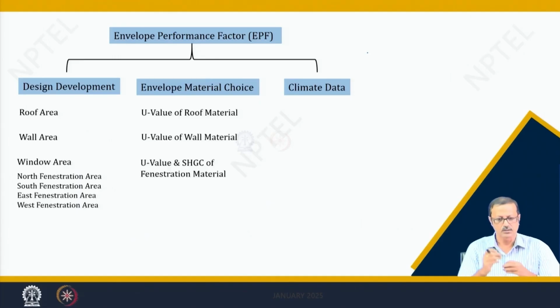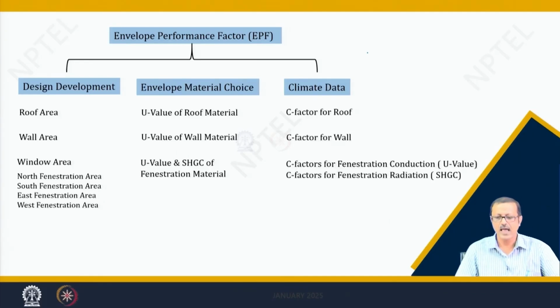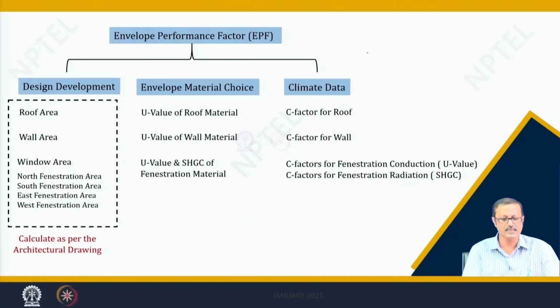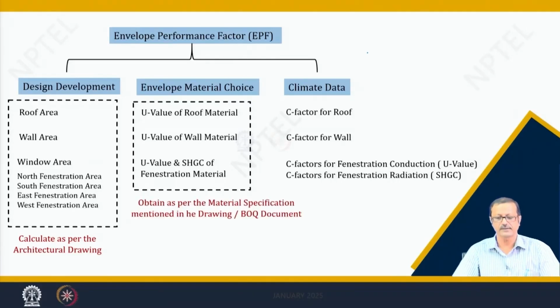We can also think of what will be the U value of the roof material, what will be the U value of the wall material, and what should be the SHGC and the U value of the fenestration materials in all 4 directions. And also from the climate data, this code will help me. This first 2, the first one, you calculate as per your architectural drawing. Your architectural drawing is ready, so you can calculate the roof, wall, window area. This you can obtain from the material specification mentioned in the BOQ and all these drawings.